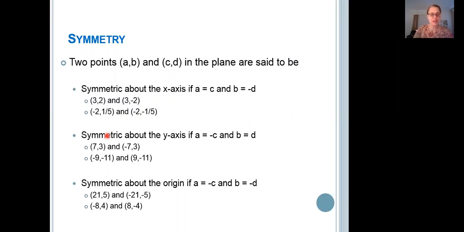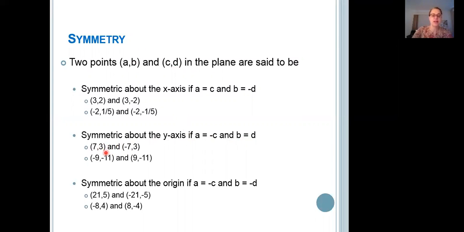When we're talking about symmetry about the y-axis, that would be like if we took our piece of paper and folded it along the y-axis and looked to see if 2 points line up on one another. That means their y coordinates have to be equal. So we say B equals D, because we're talking about the points (A, B) and (C, D). And their x coordinates would have to be equal in value, but opposite in sign. In other words, they're equally spaced away from the y-axis, because the y-axis is centered between them.